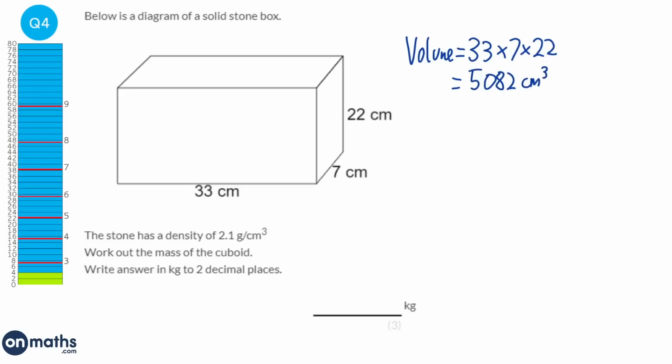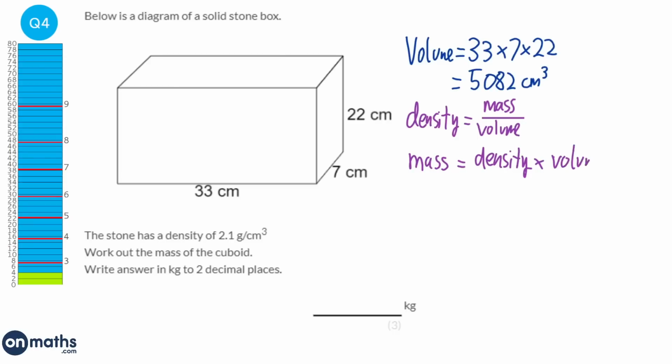And we need to write down the formula for density. So density is the mass divided by the volume. So rearrange this to get mass on its own, because that's the thing we're looking for. So mass equals density times volume. Density is given to us in the question as 2.1 grams per centimetre cubed, times that by the 5082 for the volume, and we get the answer of 10,672.